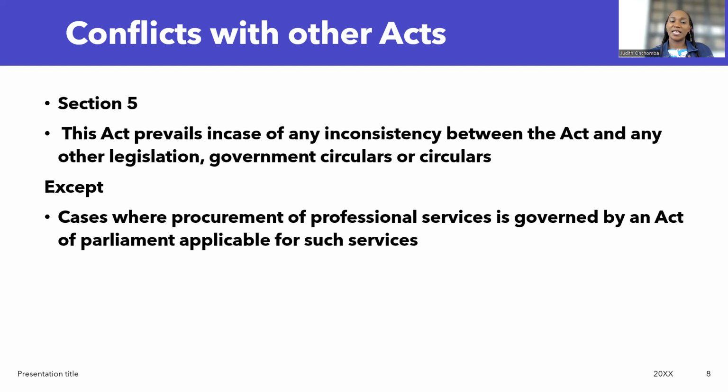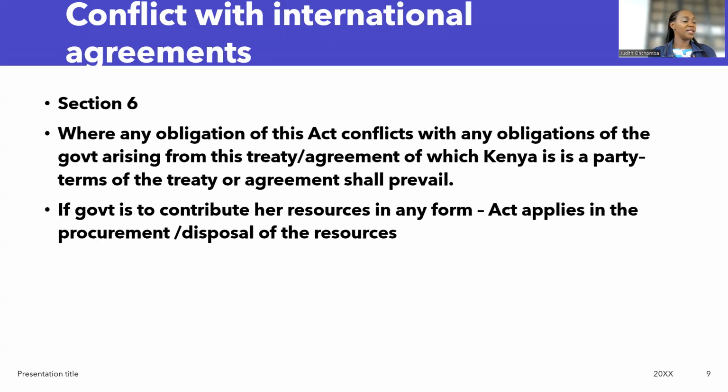So this is the case except where procurement of professional services is governed by an Act of Parliament, which is applicable for such services. Then section 6, we talk about conflict with international agreements. International agreements, Kenya is bound to get into agreements or into treaties so as to fulfill certain obligations. Case in point, sometimes we get funding from World Bank, can get funding from African Development Bank, maybe to develop a road or to build a hospital.